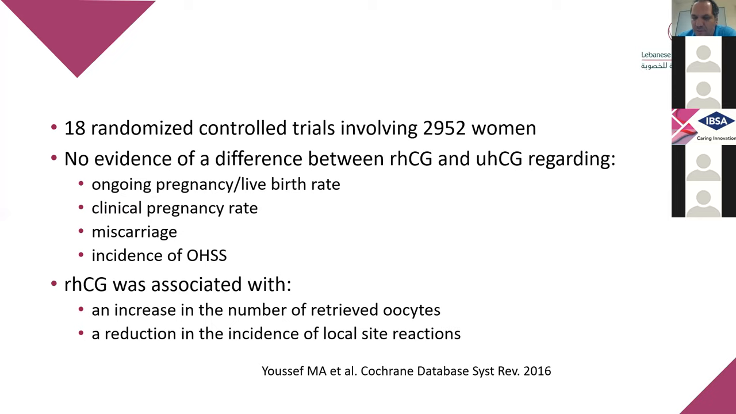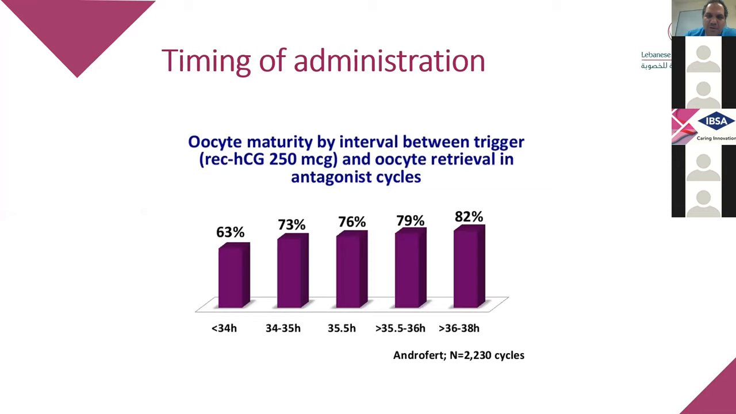With timing of retrieval, if you do the retrieval too close to the time of the trigger, it might be difficult to separate the oocyte from the follicle wall. Ultimately, if you go to 35, 36 hours after the trigger, this is more optimal.